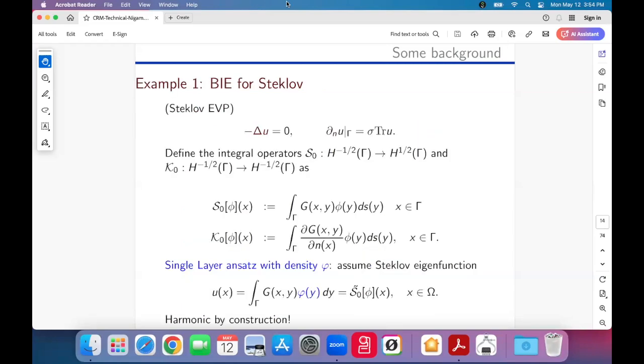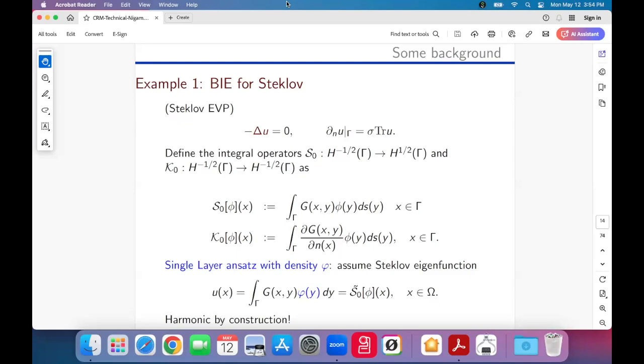So here's a concrete example. For the Steklov problem, I'm trying to find a harmonic function u so that on the boundary, the normal derivative of u is a scalar multiple of the trace of u. Okay. So I can define the single and double layer operators as I did earlier as the convolution against the fundamental solution of the Laplacian. The fundamental solution of the Laplacian in the plane is just minus 1 over 2 pi times the logarithm of the distance between 2 points.